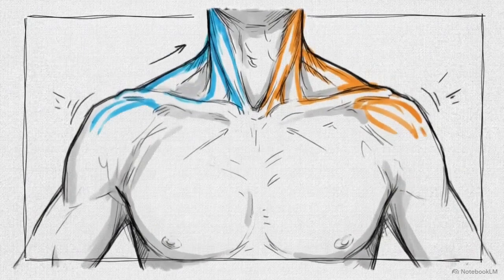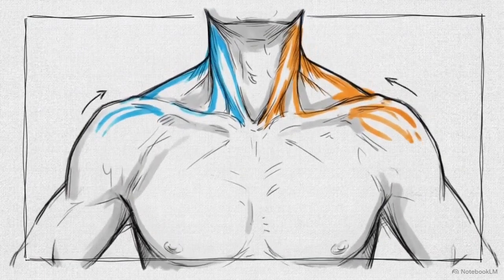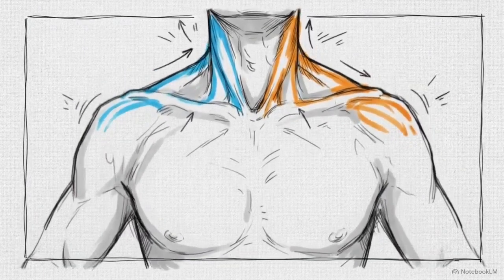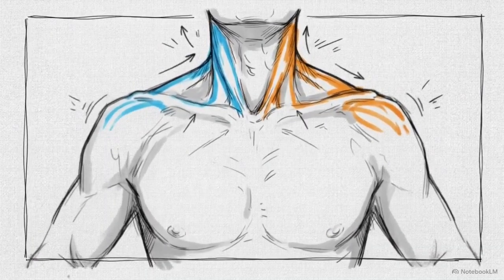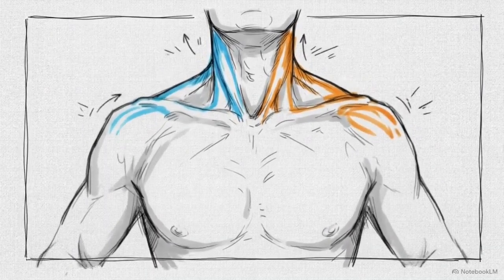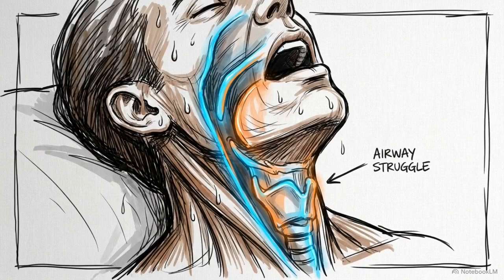When a patient enters acute respiratory distress, the physical signs are immediate. You see rapid, shallow breaths. You see the neck and shoulder muscles straining to pull air into the lungs. You see a visible struggle to survive.